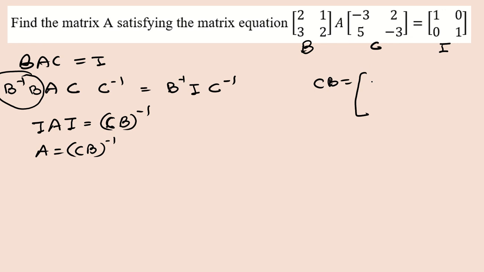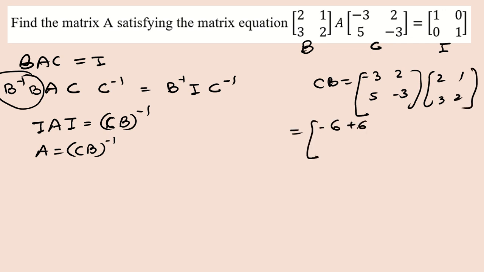So this is minus 3, 2, 5, minus 3, and here it is 2, 1, 3, 2. So this is minus 6 plus 6, and then minus 3 plus 4. I'm just multiplying, okay? I'm sure you know how to multiply matrices. If you have any problem in matrix multiplication, then you can see another video, okay?